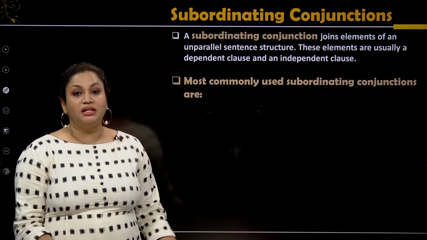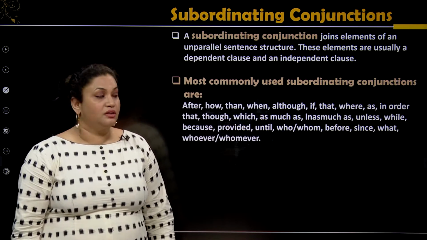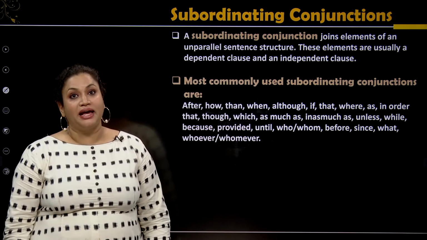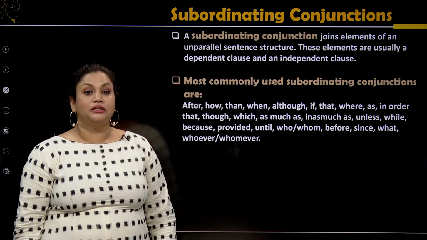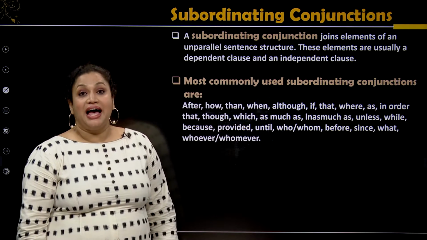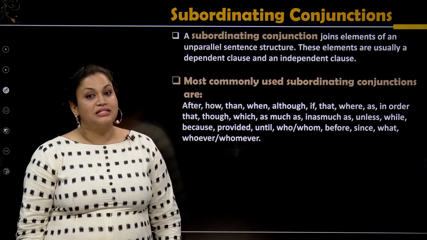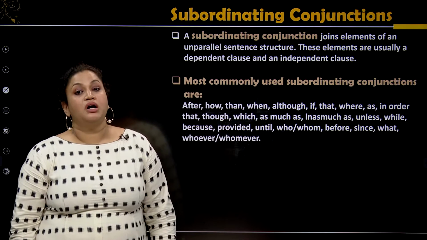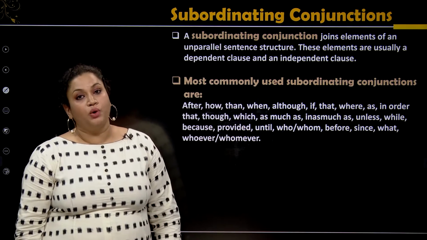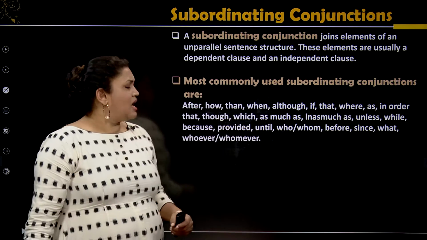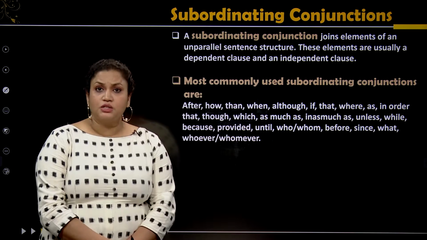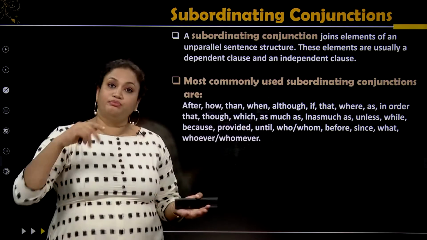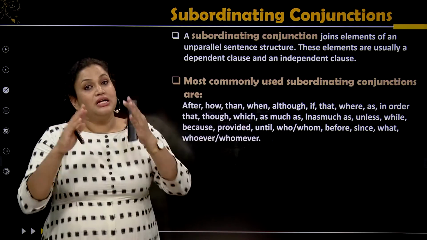The next one: the most commonly used subordinating conjunctions are after, how, than, when, although, if, that, where, as, in order that, though, which, inasmuch as, unless, while, because, provided, until, who, whom, before, since, what, whoever, whomever. All these words are basically words with which the dependent sentence starts, and we put a comma and then we continue with an independent sentence.